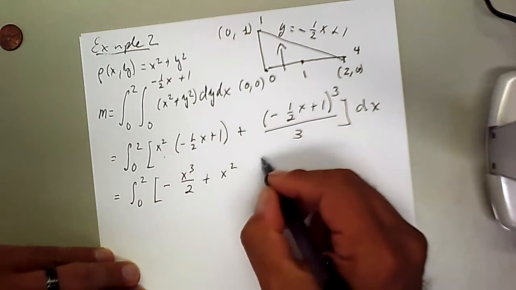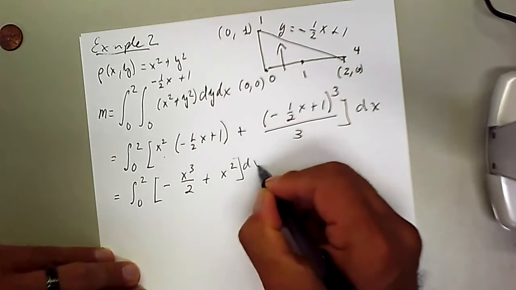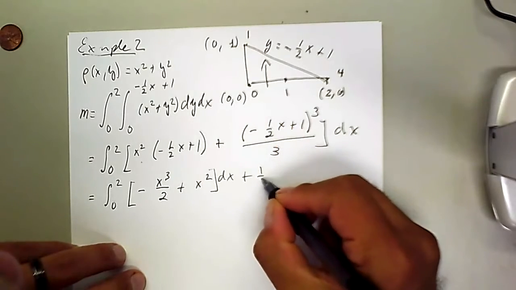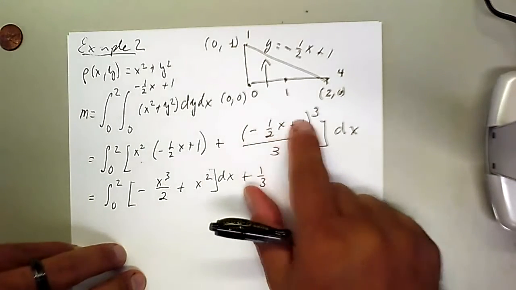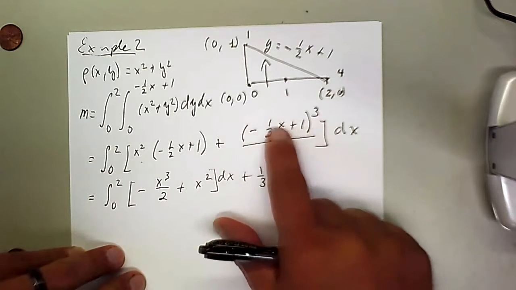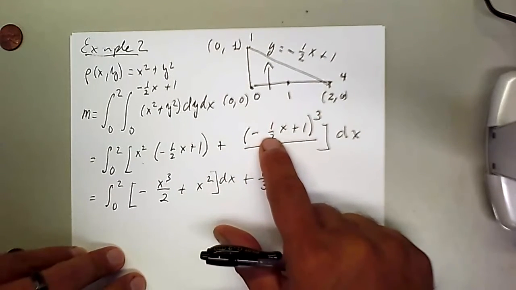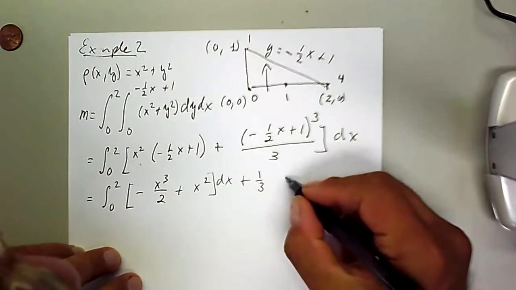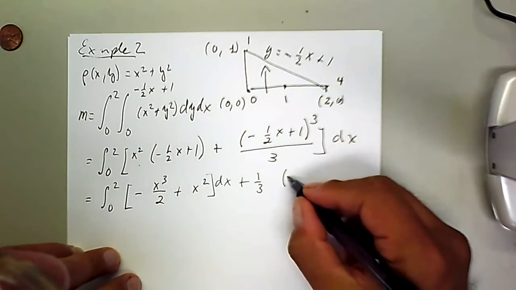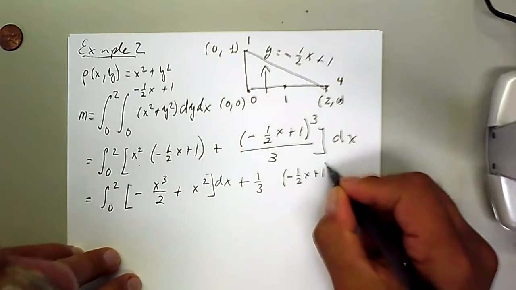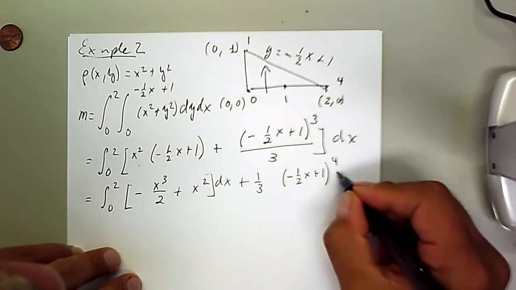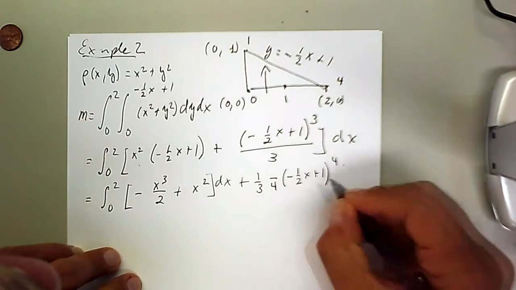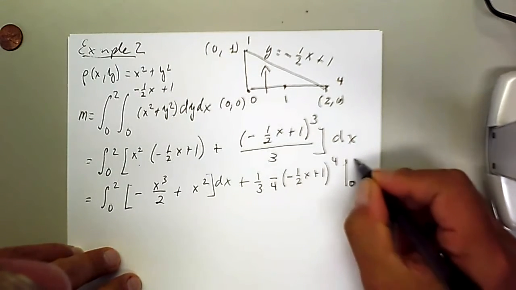And I'm going to split this into two integrals. And I'm going to start integrating this guy. I'm going to pull out the 1/3. When we integrate this with respect to x, we can set this to be u. So by applying u, we're going to end up with u to the 4 over 4. So we have negative half x plus 1, to the 4 over 4, from 0 to 2 on the axis.